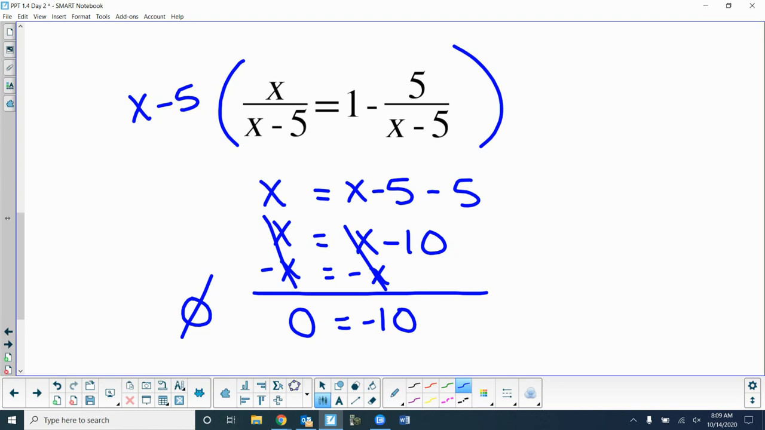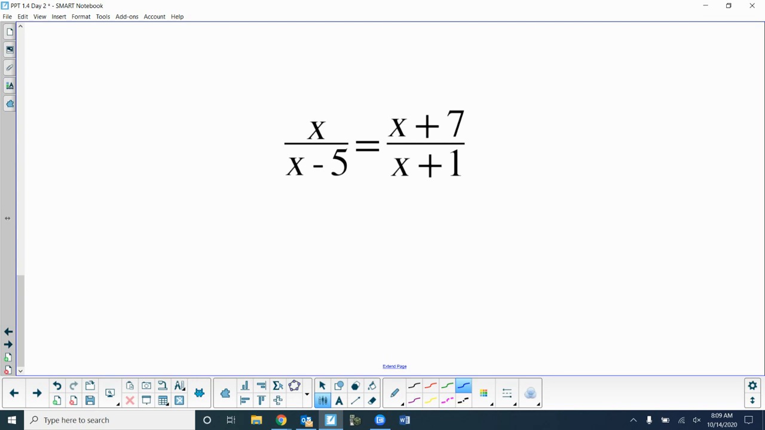Okay. If I got a true statement here, what if it said -10 equals -10? What's that telling you? Yeah, all real numbers. Anything works, right? That could happen too. All right? All right, one more example.